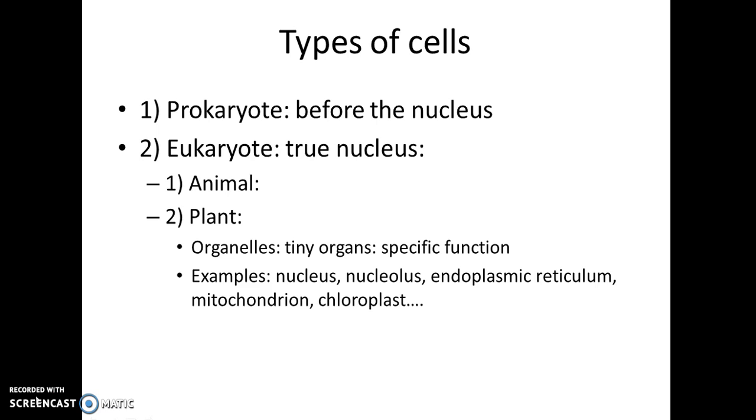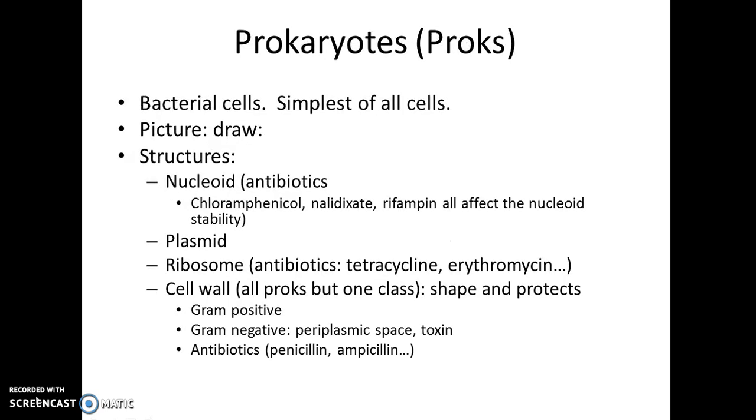Now, eukaryotes have structures called organelles, which means tiny organs, and they have specific functions. Examples of organelles I've listed there: the nucleus, the nucleolus, endoplasmic reticulum, mitochondria, and chloroplast. I'm hoping that you remember these from your freshman or sophomore year. We're going to talk about prokaryotes or Proks first, because they're evolutionarily the first cell that came along.